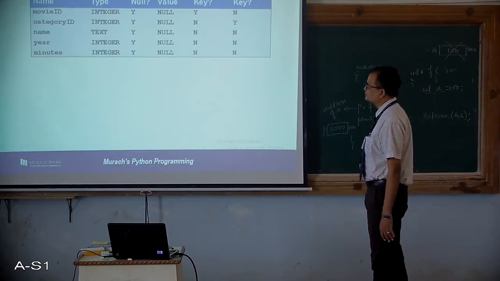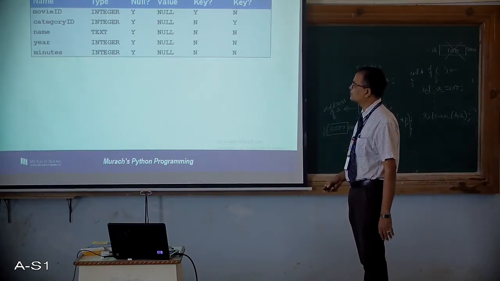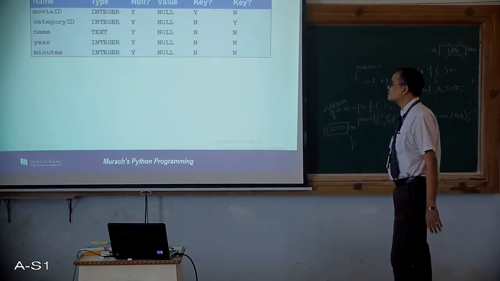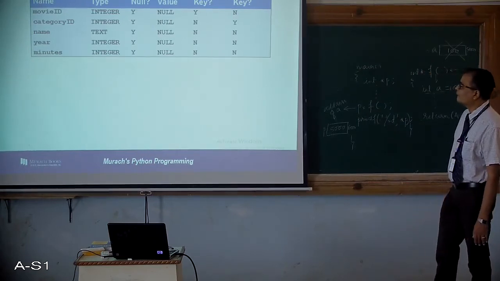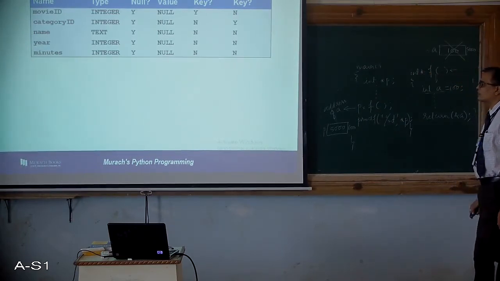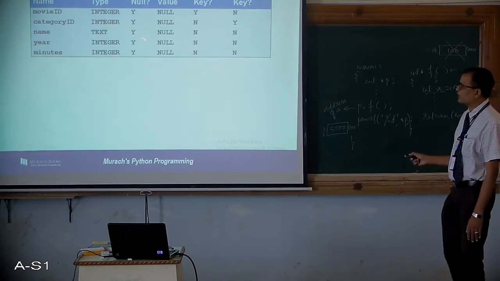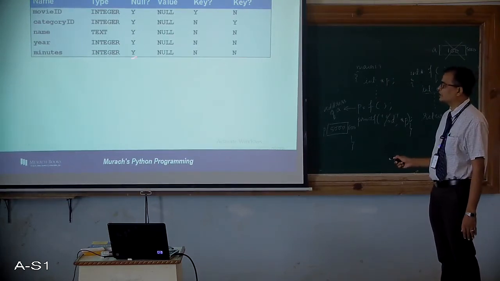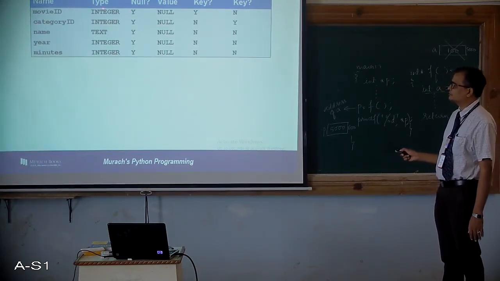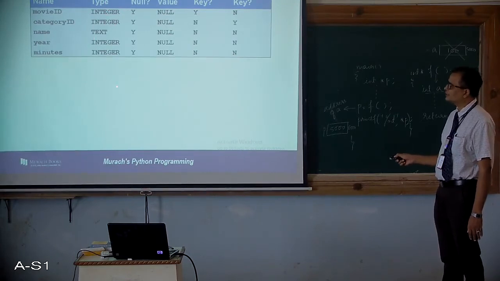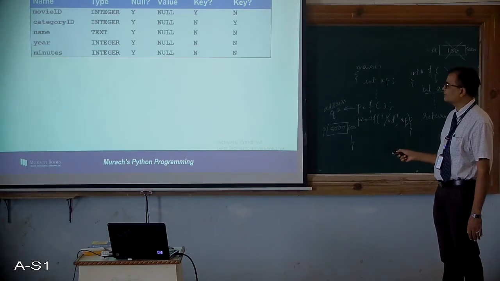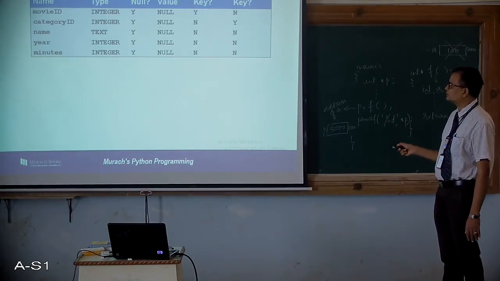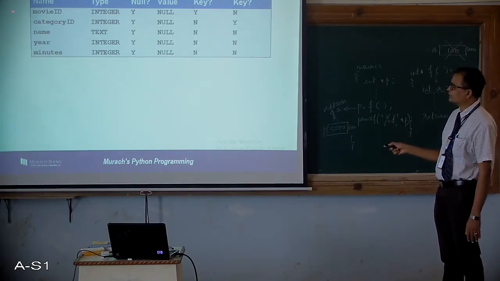So this is similarly for a movie table. So we have movie ID, category ID, name, year and minutes. Then we have the data types related to each and every field. Then we have got not null constraint. Then we have got default values. Then we have got primary key, which particular field identifies that particular record in a table.